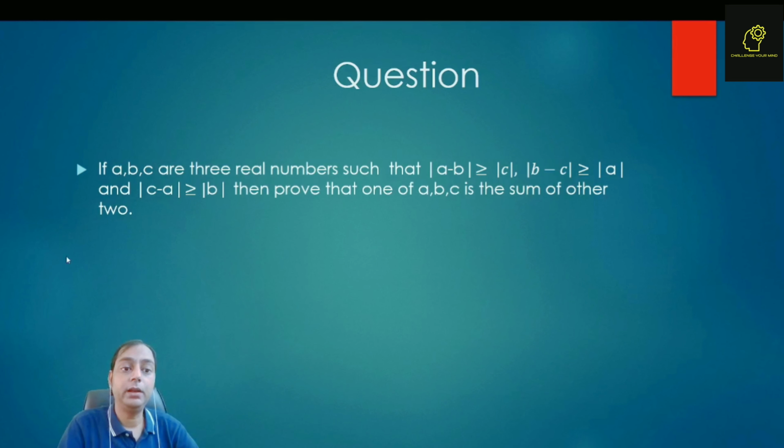The question is: let A, B, C be three real numbers such that modulus of A minus B is greater than or equal to modulus of C, modulus of B minus C is greater than or equal to modulus of A, and modulus of C minus A is greater than or equal to modulus of B. Then what we need to prove? We need to prove that one of A, B, C is the sum of the other two. Now, I am going to give a very interesting approach to solve this question.